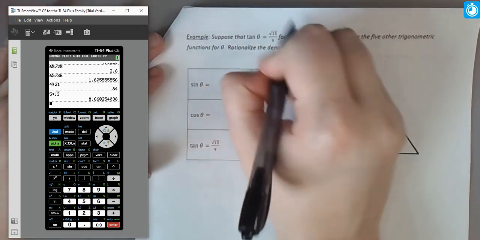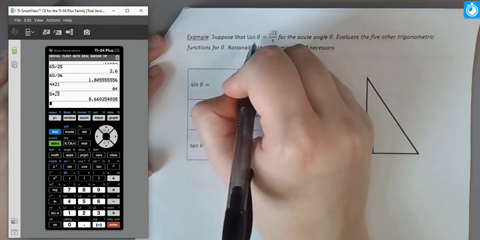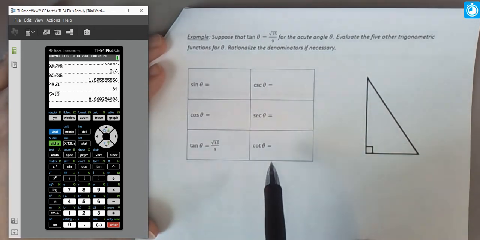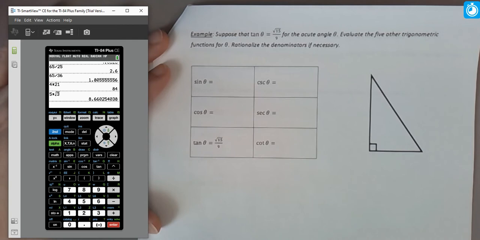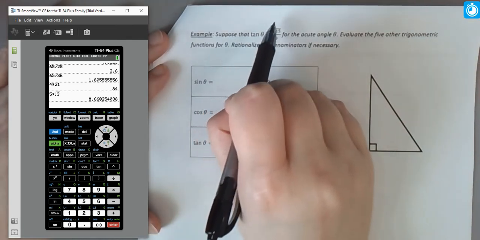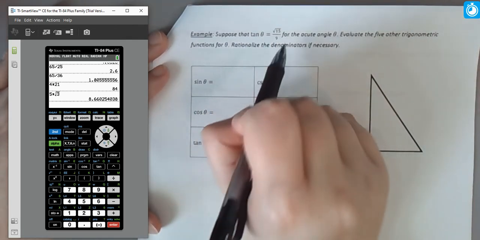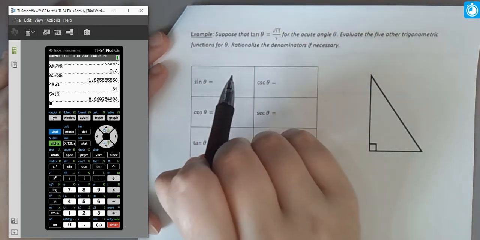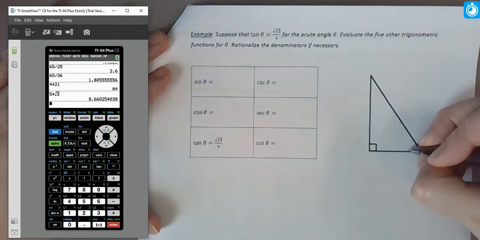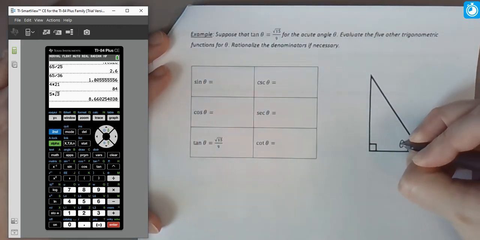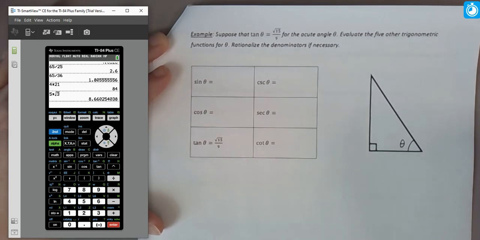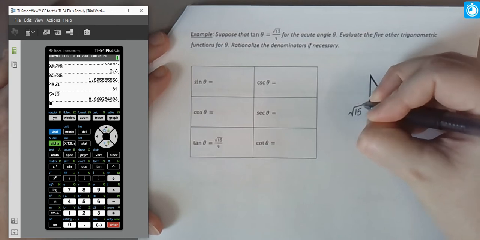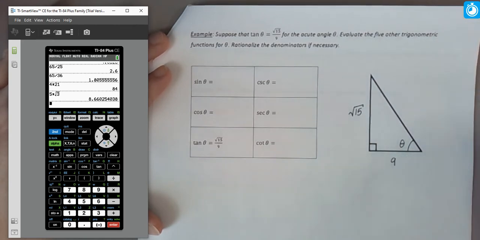So let's do one with another actual ratio, label our triangle, and then go from there. If you want, you might want to pause the video and see if you can work through this one, and then go back through and watch and check your answers. So we know tangent theta is root 15 over 9 for some acute angle theta. And again, we want to evaluate our other functions and rationalize if necessary. So it doesn't matter where we put theta, but again, I'm just going to put it here just for some variety. So tangent is opposite over adjacent. So that means our opposite is going to be root 15. Our adjacent is going to be 9.